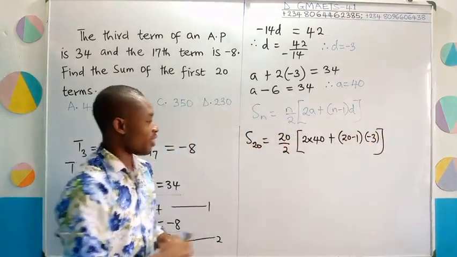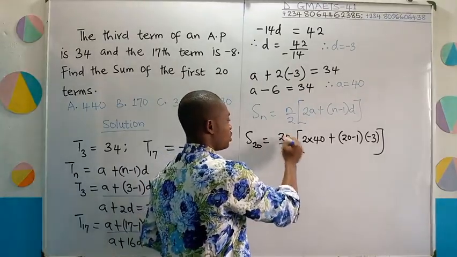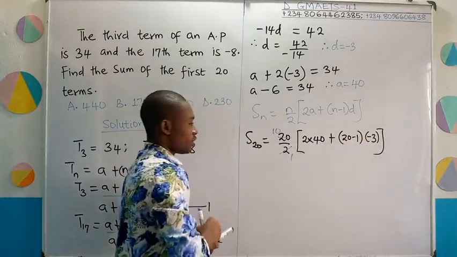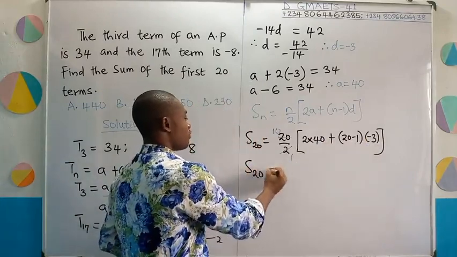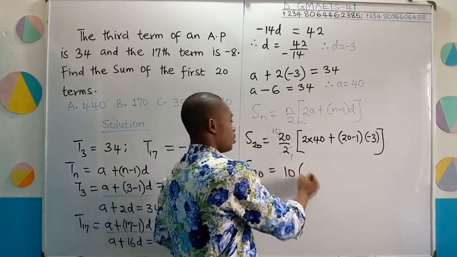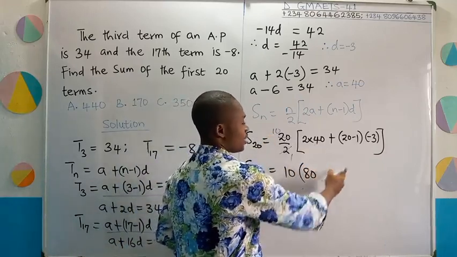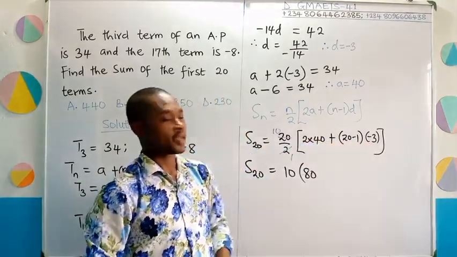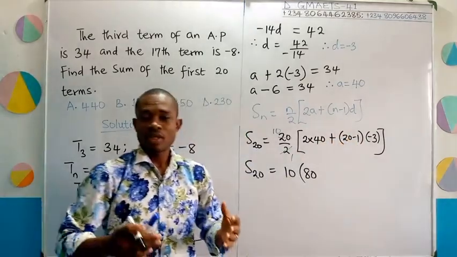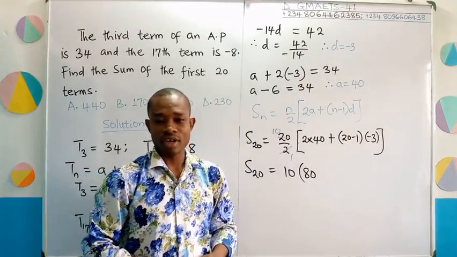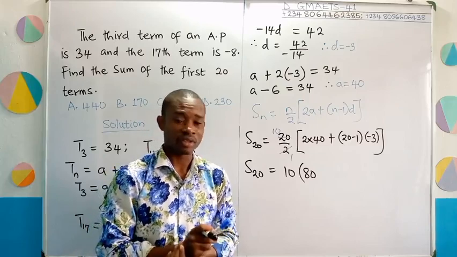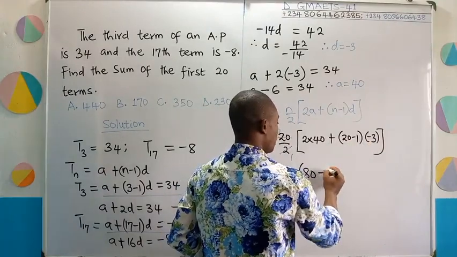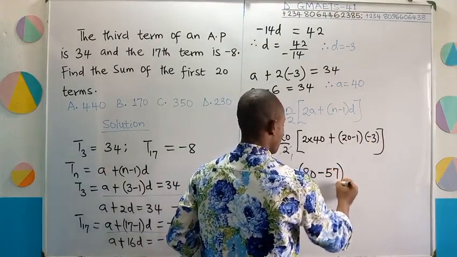All that is left is to simplify this. I can say that this 2 can reduce this to 10. This is 80, this is 19. 19 times minus 3, you know what we are going to get. Sum of the first 20 terms will now be 10, open bracket 80. And then coming over to this, 19 times minus 3, because 20 minus 1 is 19. 19 times 3 is going to give us about 57. This term here will give us minus 57. Plus times that minus 57 will be minus 57.